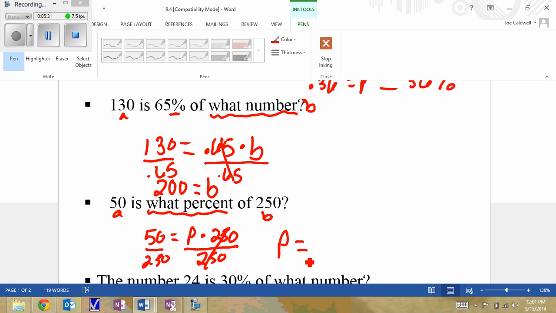So if you divide 50 by 250, you will get 0.2, which is actually 20%. Okay, so we would say 50 is 20% of the way to 250.